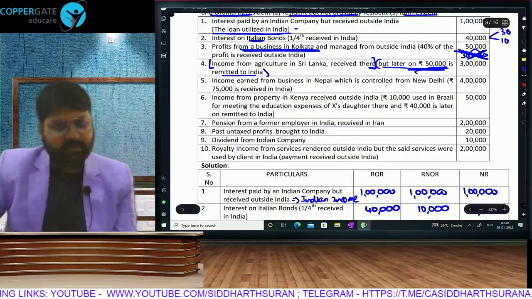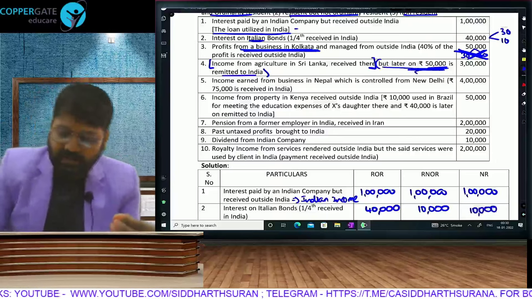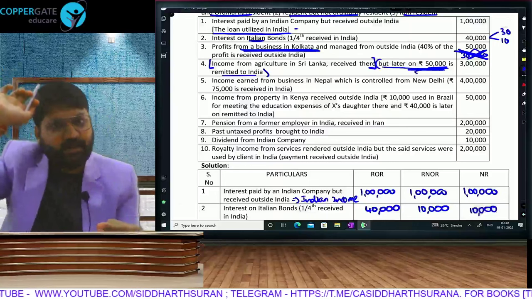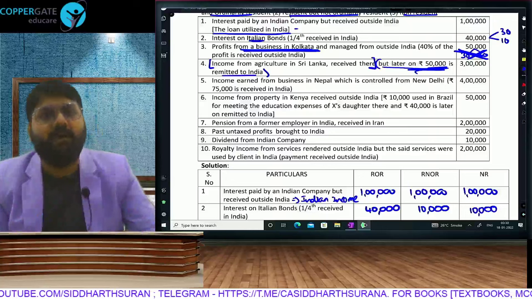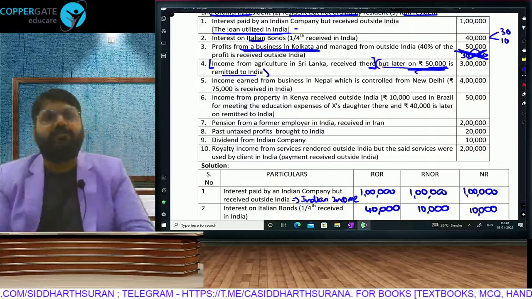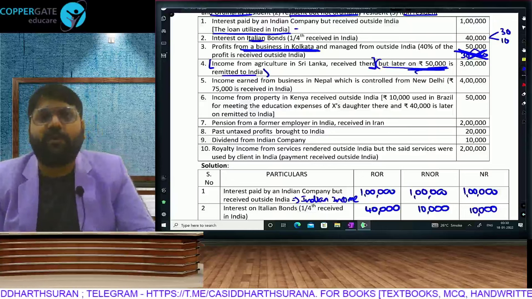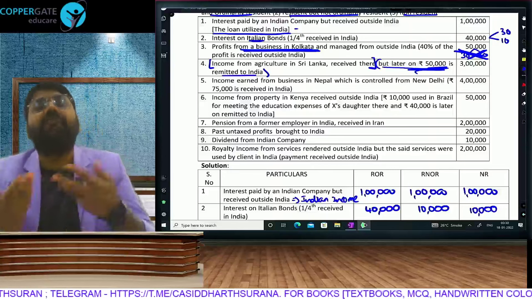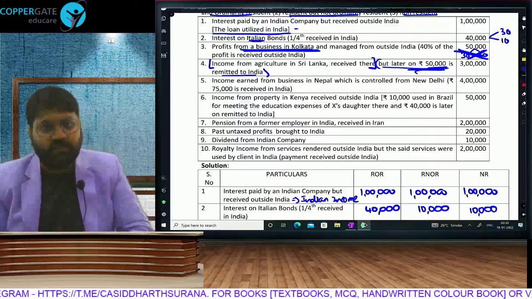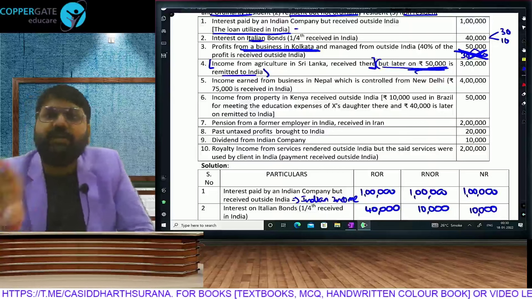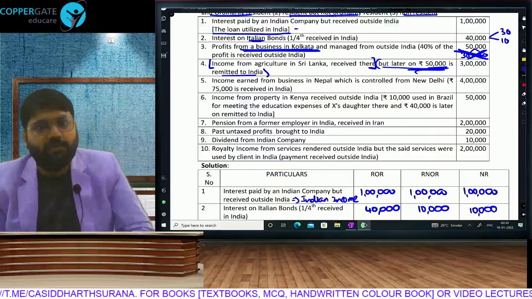This is 50,000. This is not income. This income was already earned, 3 lakh rupees in Sri Lanka. After earning, you take money from one place to another. That does not mean you have earned any income. There is no question of income tax. There is no question of Indian income or foreign income. It does not fall in the definition of income. You have just taken your money from one place to the other. Do you understand?